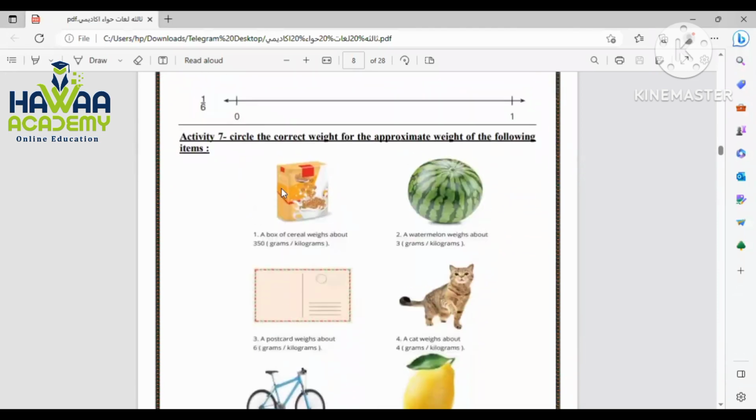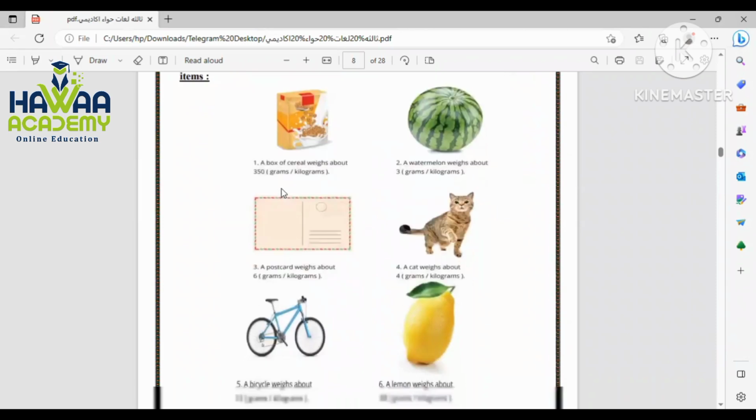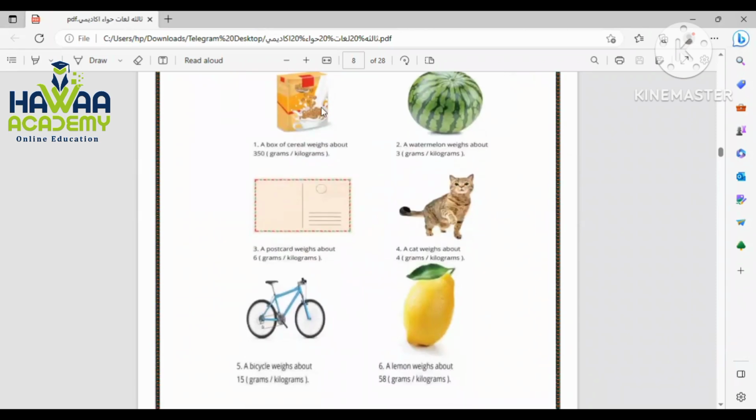Circle the correct weight for the approximate weight of the following items. A box of cereal weighs about 350 grams or kilograms. Grams. A watermelon weighs about 3 grams or 3 kilograms. It will be kilograms. A postcard weighs about 6 grams or 6 kilograms. 6 grams. A cat weighs about 4 grams or 4 kilograms. 4 kilograms. A bicycle weighs about 15 grams or 15 kilograms. It will be 15 kilograms. A lemon weighs about 58 grams or 58 kilograms. 58 grams.